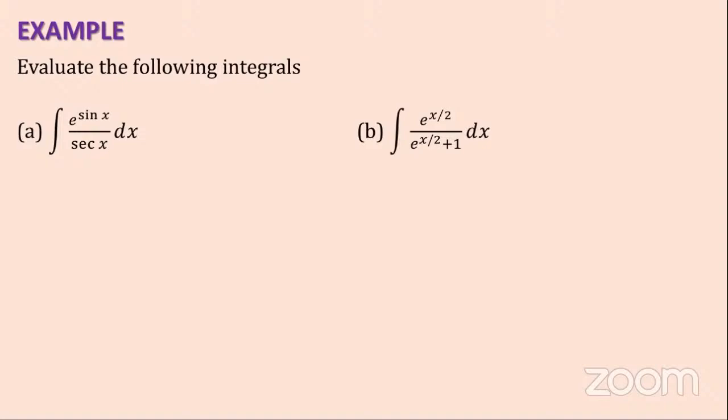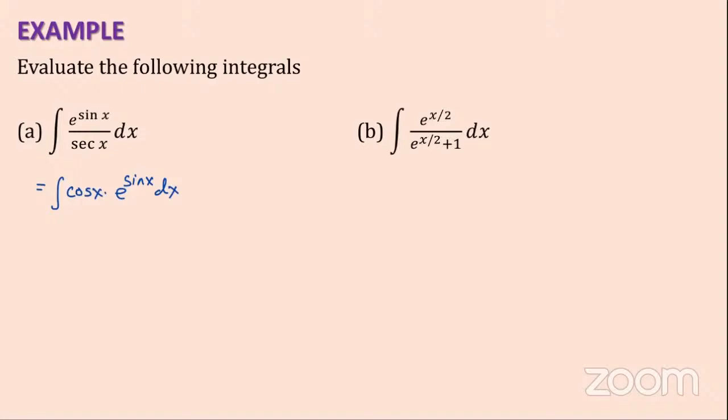So if you look at the first one, this question is the same as, let me write underneath, we have secant in the denominator. So 1 over secant is cosine, right? It's cosine x times e to the sine x dx. So we can rewrite the question like that. We have not changed anything, because secant in the denominator is the same as multiplying by the reciprocal of secant, which is cosine.